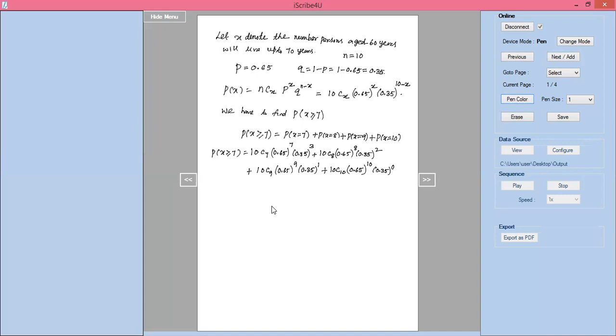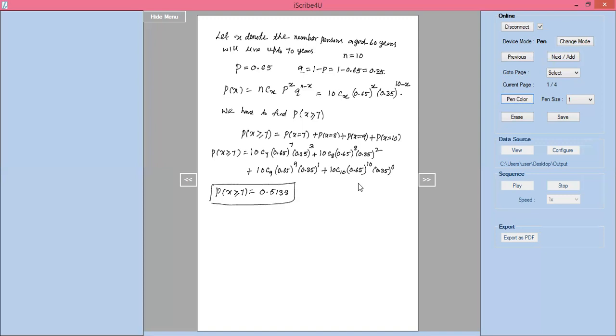Now you can write the probability of x greater than or equal to 7. If you simplify this using a calculator, entering 10C7, 10C8 and these values directly, you will get the probability of x greater than or equal to 7 as 0.5138.